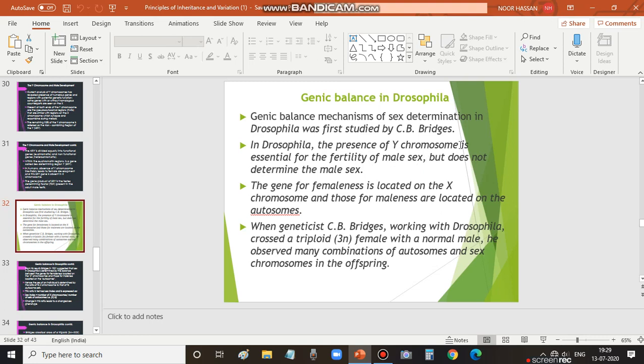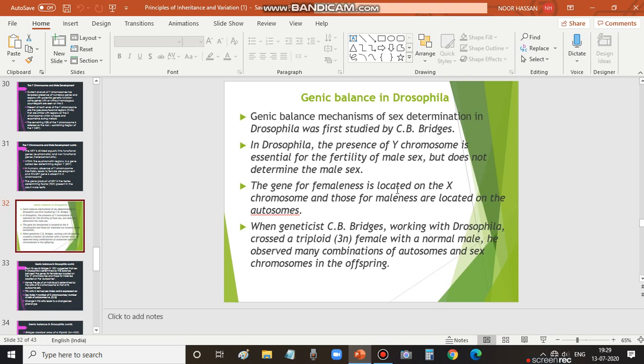The presence of the Y chromosome is essential for the fertility of the male sex, but at the same time, it does not determine the male sex. The Y chromosome is very essential because it determines the fertility of the male sex, but it does not determine the male sex.